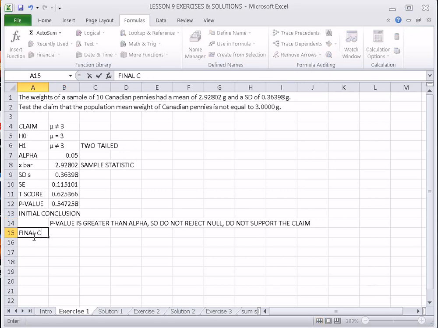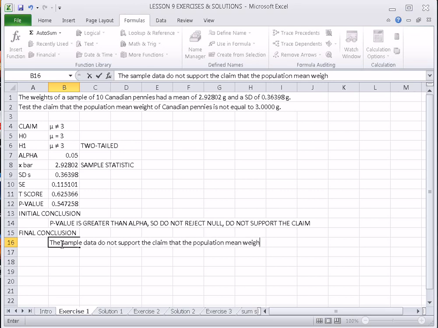And the final conclusion is that the sample data do not support the claim that the population mean weight of Canadian pennies is, and I know you're not going to like this, all these quasi-negatives, equal to 3 grams.